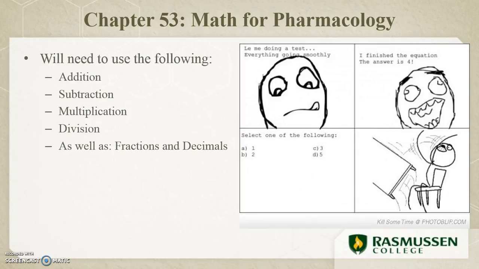So I put up this little meme here because I think that's pretty typical of how people feel, right? You think you know the answer, you look at the question and the answers, and you feel like flipping your desk. But I don't want you guys to go there. The math that we'll be using is something very simple. We'll be adding and subtracting, multiplying and dividing, but then you'll also have to know how to read and write fractions and decimals. Simple as that for this week.